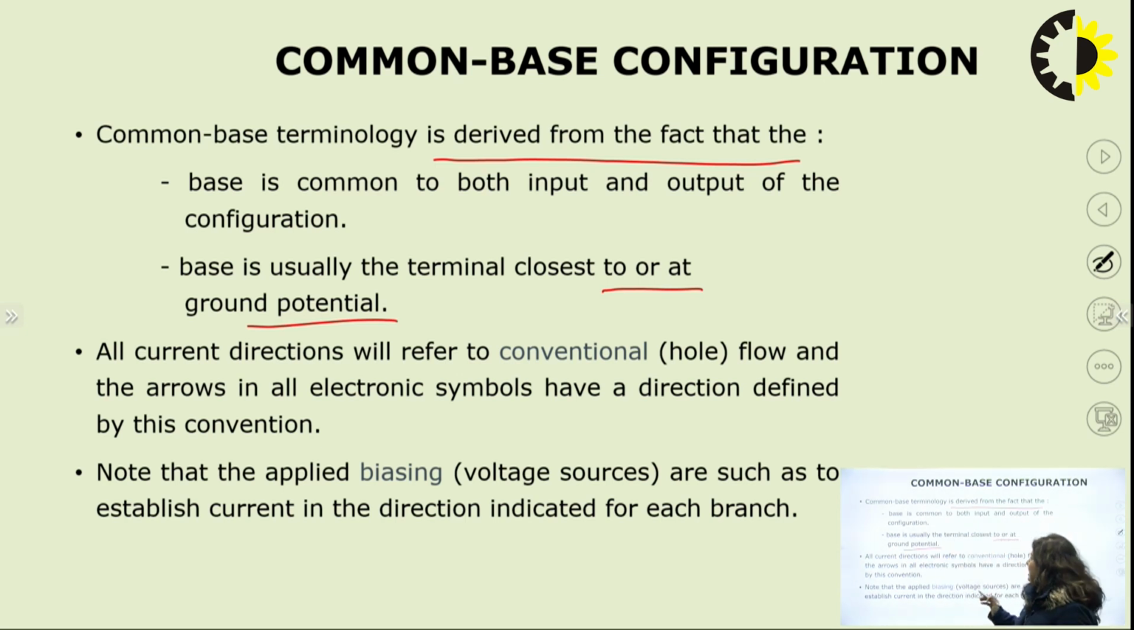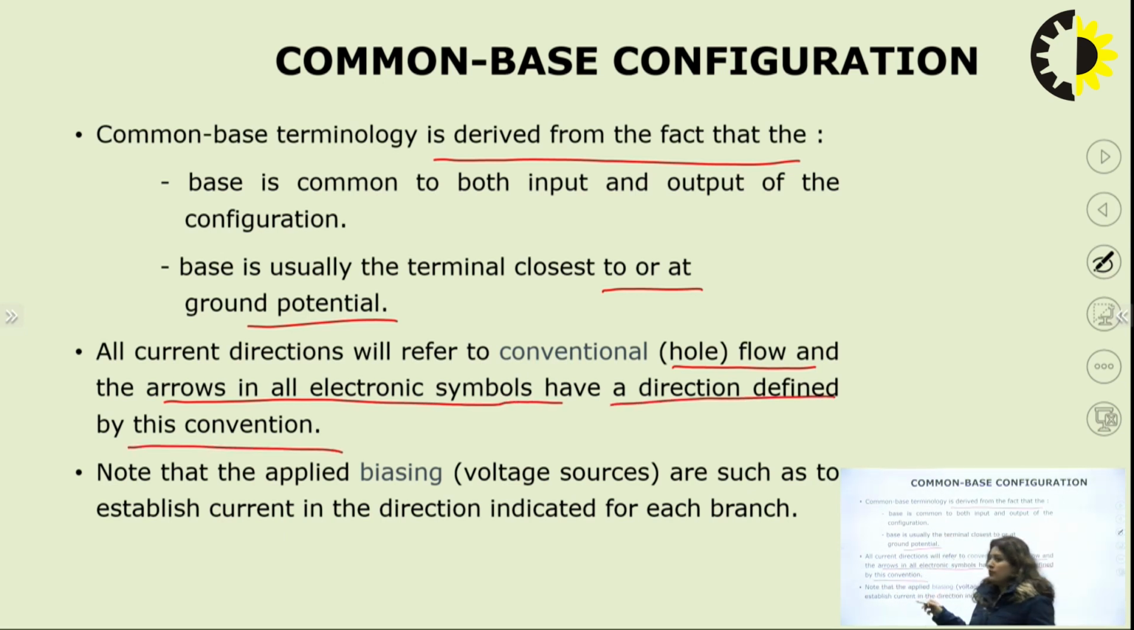All current directions will refer to conventional current, that is hole flow, because that is from P to N side, and the arrows in all electronic symbols have a direction defined by this convention. So we have to follow the initial convention, that is, from P to N side the current will flow. Note that the applied biasing voltage sources are such as to establish current in the direction indicated for each branch. So we have to note this down also.